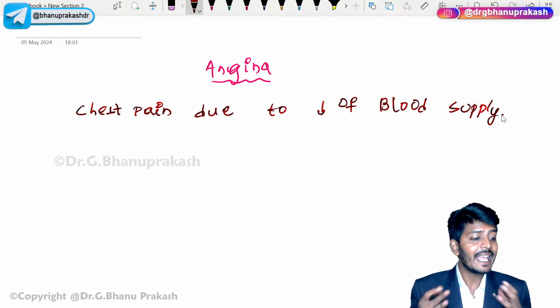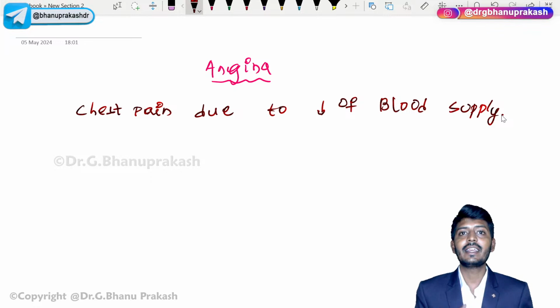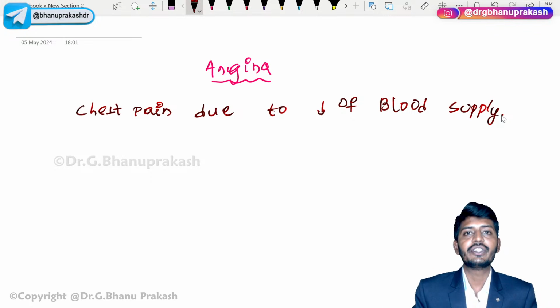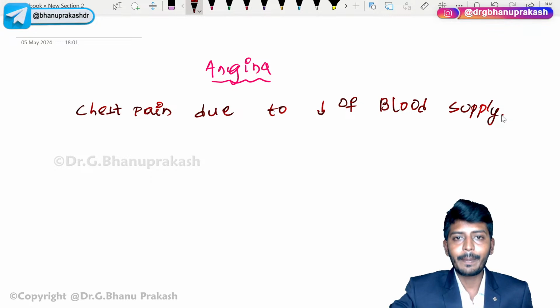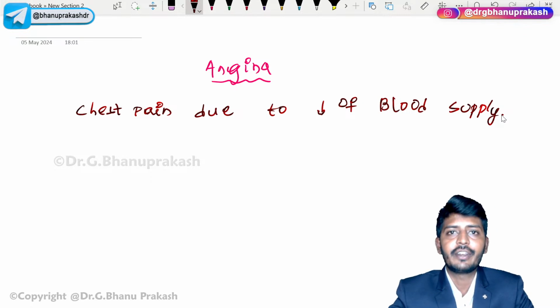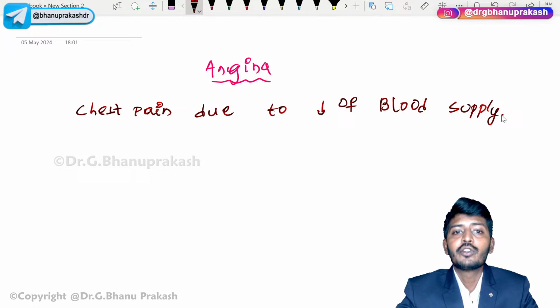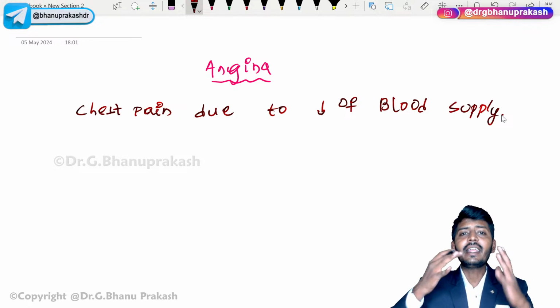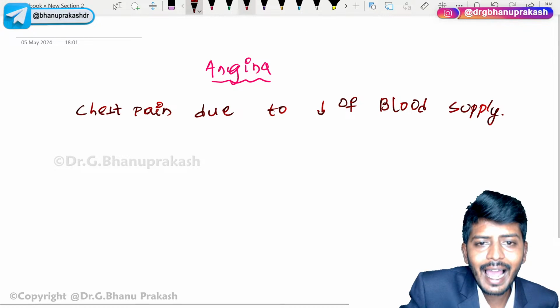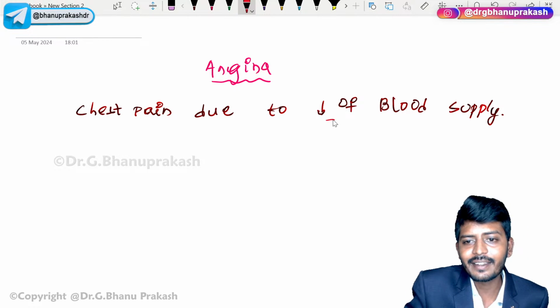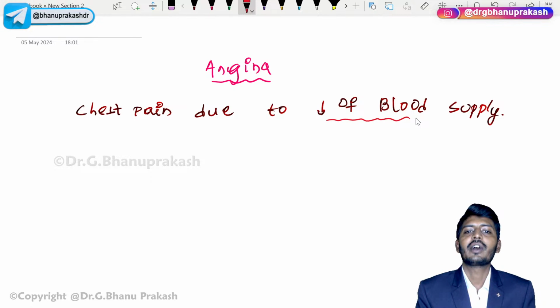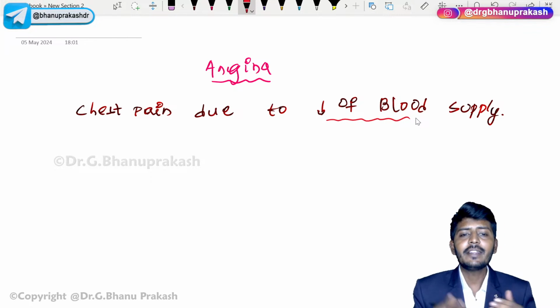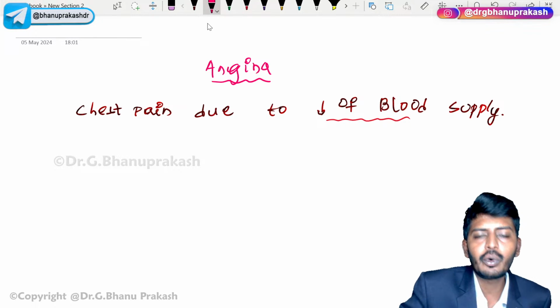Remember, anytime blood supply is decreased, the organ is going into ischemia, that is lack of blood supply. When there is a lack of blood supply, that will lead to the first clinical feature, which you can call pain. Pain is one of the common features whenever there is a lack of blood supply to any organ. Here in the chest, there is a lack of blood supply, and that is what is causing angina.